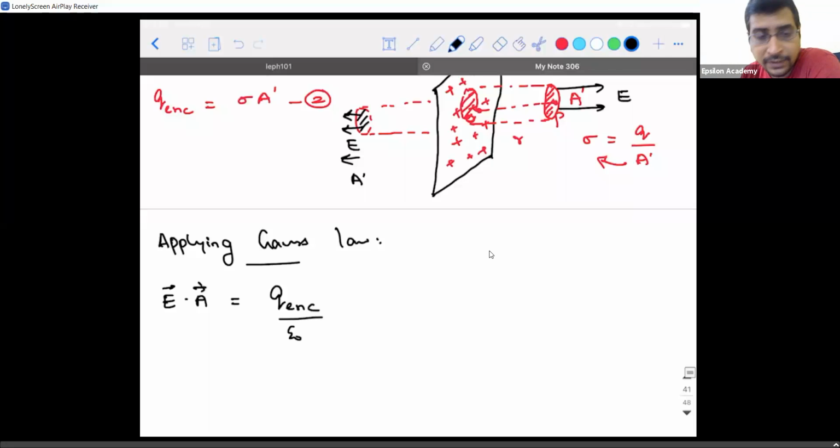Now E vector and A vector, they are in which direction? E into A into cos 0 degrees is equal to how much? What is the total charge enclosed by it? Sigma into A dash divided by epsilon naught. Here area is also A dash. Guys, any doubt till this step? No, sir. Clear, no? Right.